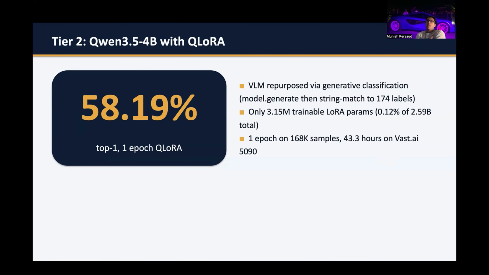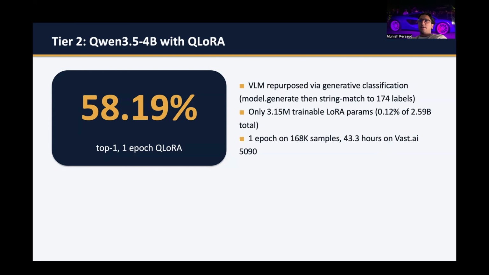For the next model, it was a Qwen 3.5 4B with QLoRA. Qwen 3.5 4B was actually unexpected because it's a multimodal vision language model with about 3 billion trainable parameters. We treated it as a video classifier, which is not exactly what it was designed for at all. We didn't fine-tune all 3 billion parameters, obviously. Instead, we did QLoRA, which quantizes low-rank adaptation, just like the normal LoRA paper.